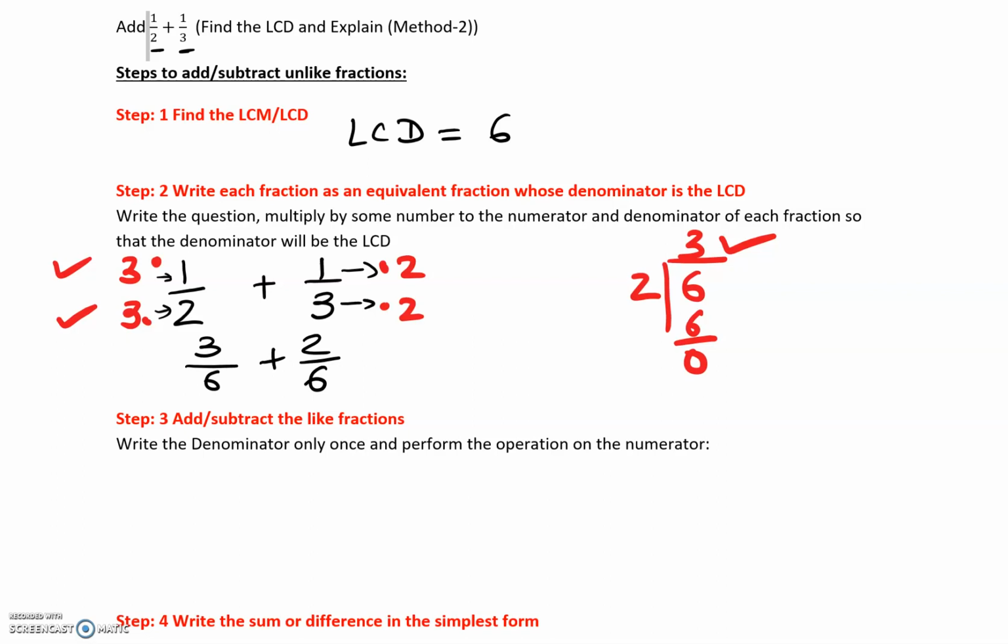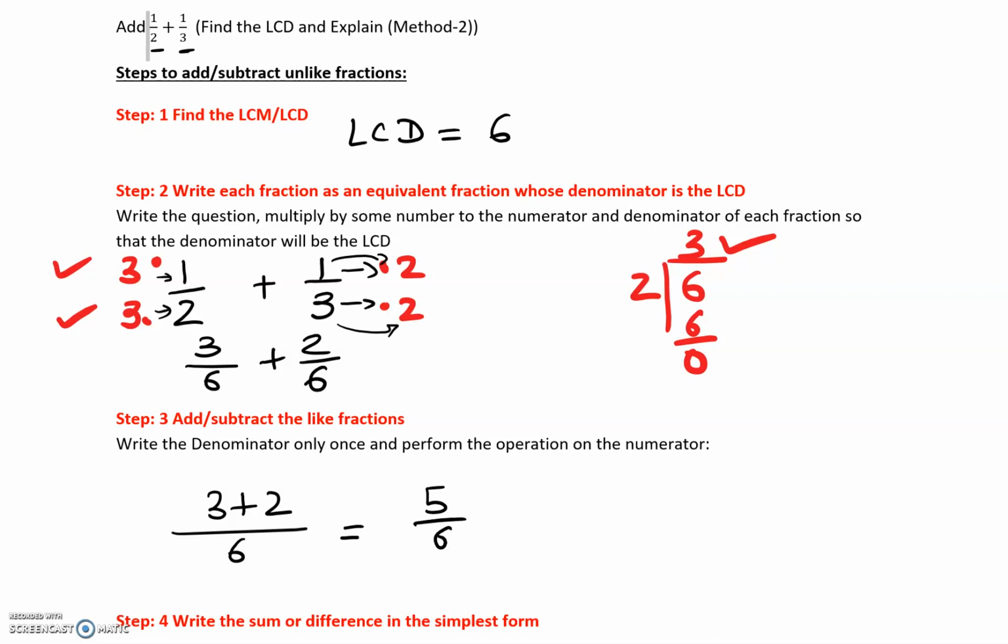Next, step 3, write the LCD only once. Perform the operation on the top. Remember here we multiplied it. 3 times 1 is 3. 3 times 2 is 6. 1 times 2 is 2. 3 times 2 is 6. That's how we got the numerator.